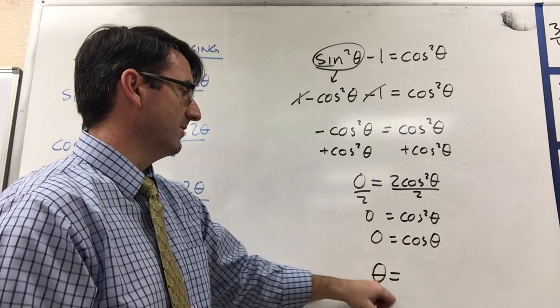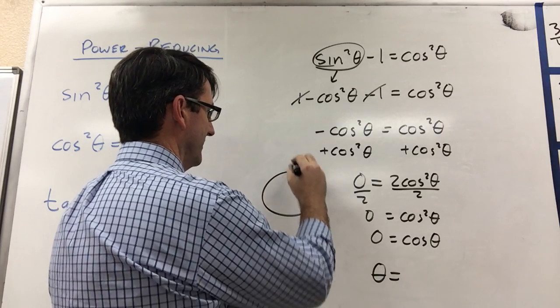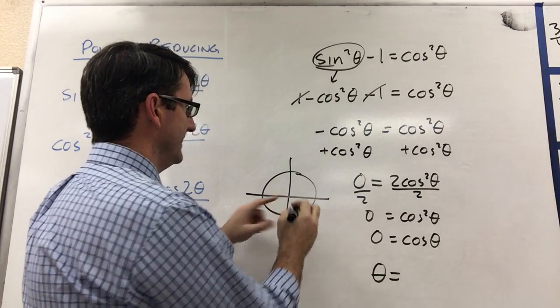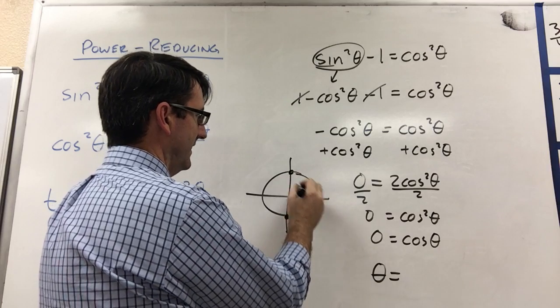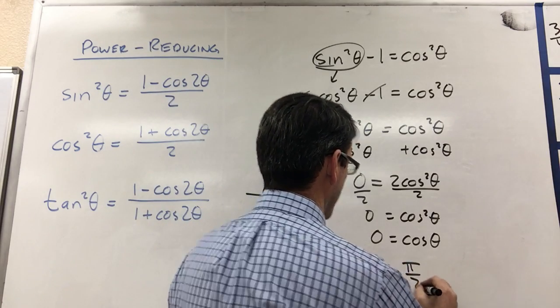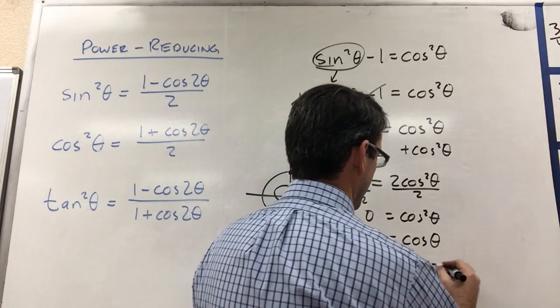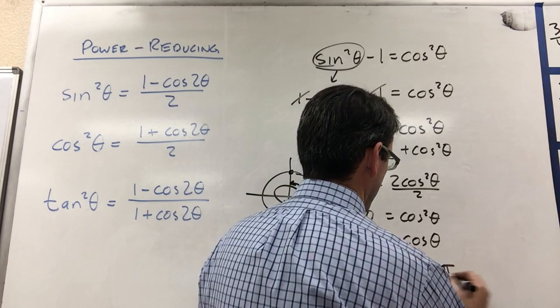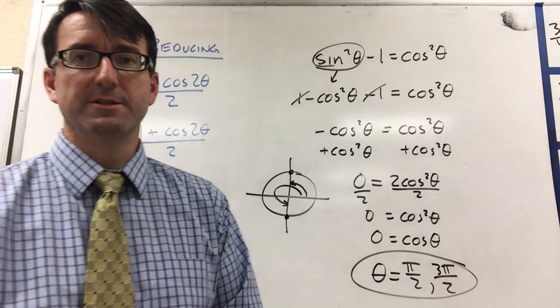And cosine is going to be 0 where your angle is, if we look on our unit circle, cosine is 0 up here and down here. That's at this angle, pi over 2. And at this angle, all the way around, at 3 pi over 2. And those are our two solutions for this problem.